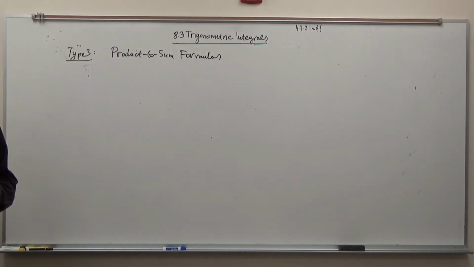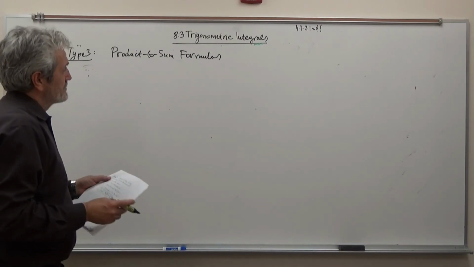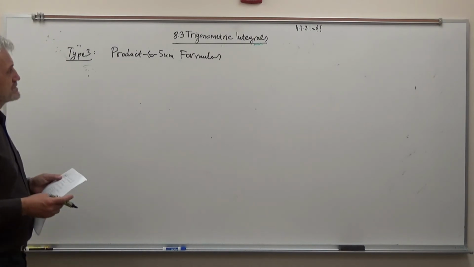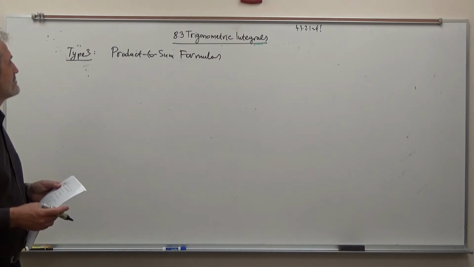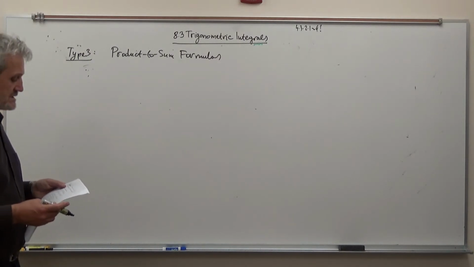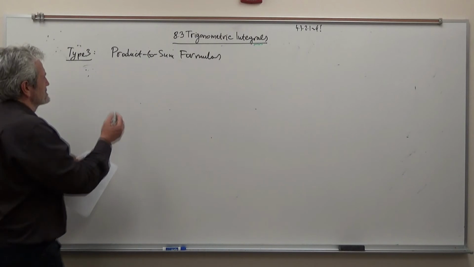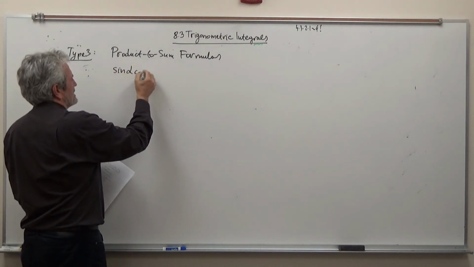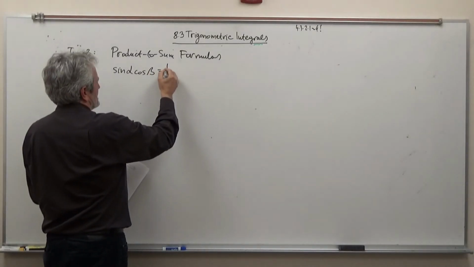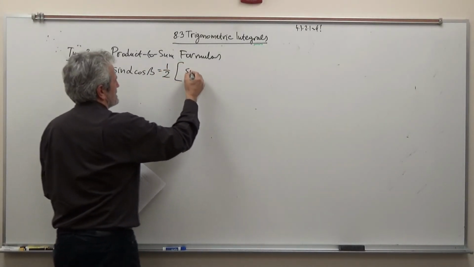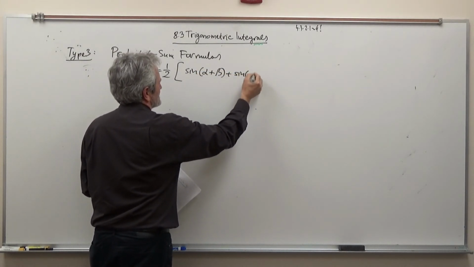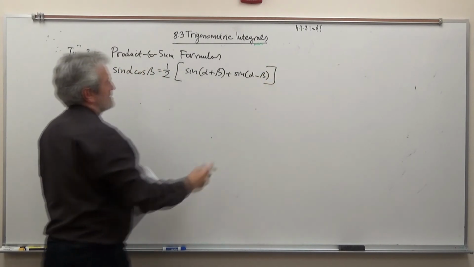These are formulas that you learn in your course of trigonometry, and when you study that, they probably also advertised that type of formulas for calculus 2. There are a few of these formulas. I'll just write one of them, and that is that sine alpha cosine beta equals 1/2 of sine of alpha plus beta plus sine of alpha minus beta.